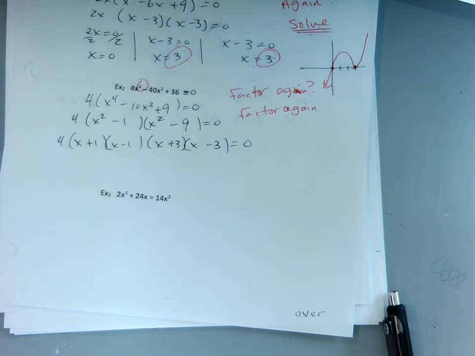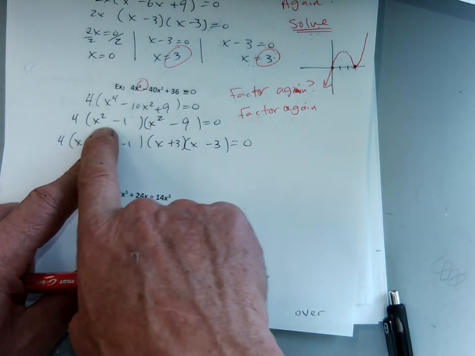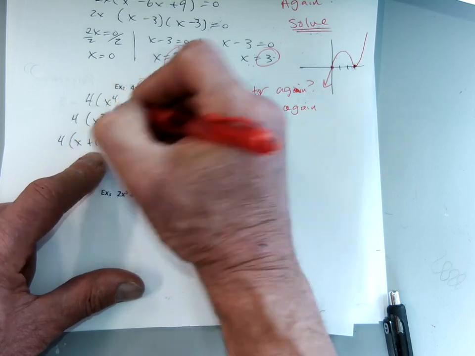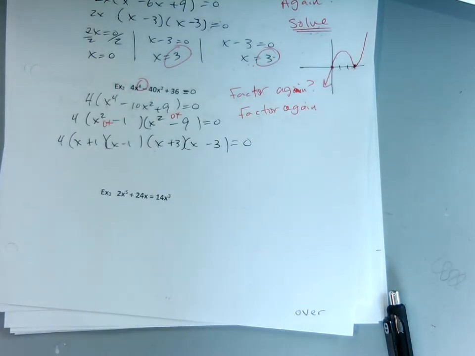So you factored the negative 1 into a plus 1 and a minus 1? Yes. And then the negative 9 into a plus 3 and a minus 3? Yes. Do they have to equal 0? Yes, because there's an invisible x here and another invisible x here. Nice job, Cassidy.